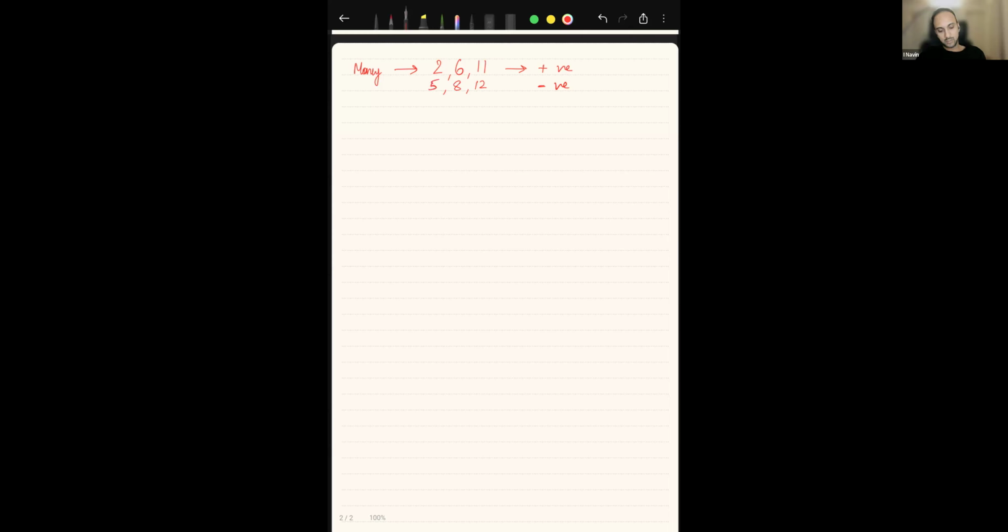So 5, 8, 12 will be your negative houses for money flow. All right. So now what we need to do is, as a set of 2, 6, 11, for the positive houses, we need to find the significators. All right. So I'm going to keep it on.